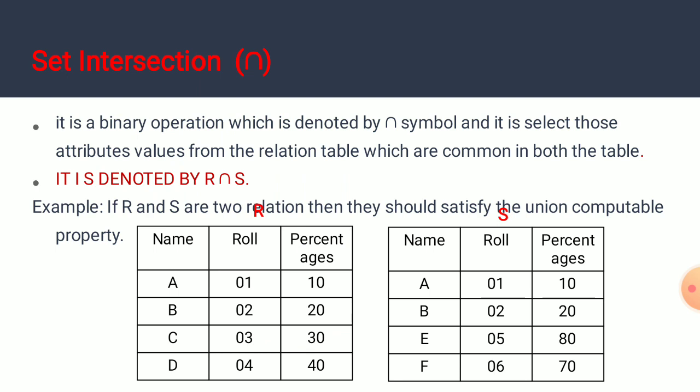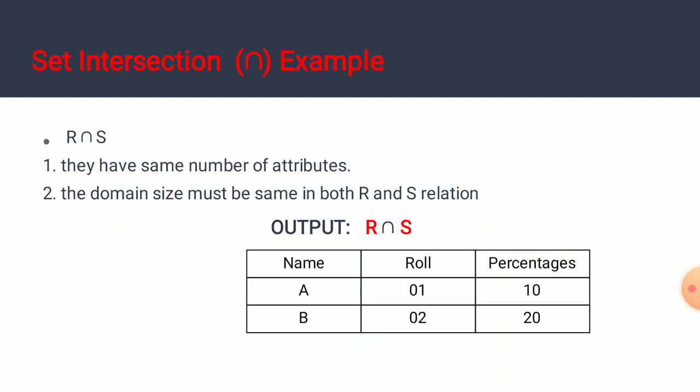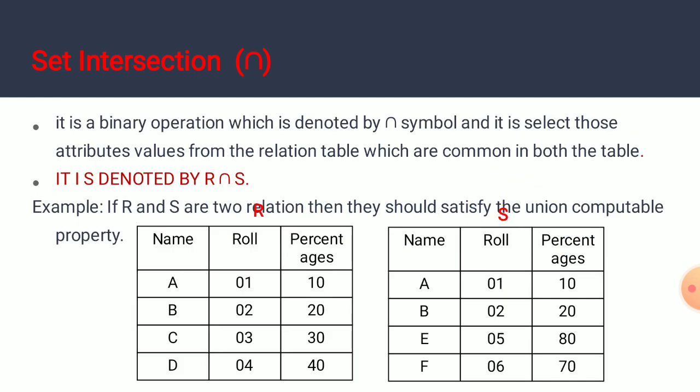Another operation is set intersection. It is a binary operation which is denoted by the intersection symbol. It selects those attribute values from relation tables which are common in both relations, and it is denoted by R intersection S. So we have taken the same example with two relations R and S, which have three attributes and four tuples.